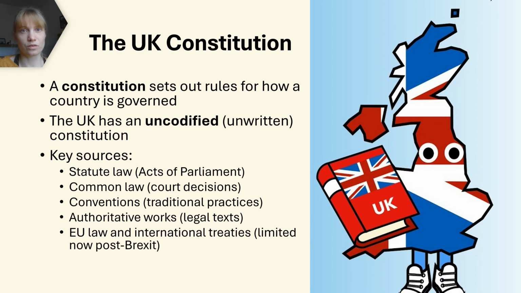Most countries have a single written constitution, but the UK is different. Its constitution is uncodified, which means it's not in one document. Instead, it's made up of laws passed by Parliament, legal rulings by judges, long-established customs, and respected writings. Even though it's not written down in one place, it still sets out who has power and how it's used. For example, it explains how Parliament works, what rights people have, and how power is shared between different parts of the state. After Brexit, some EU laws still influence UK rules, but their role has been reduced.